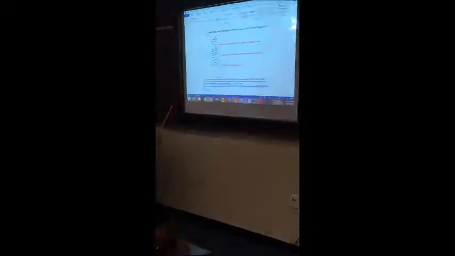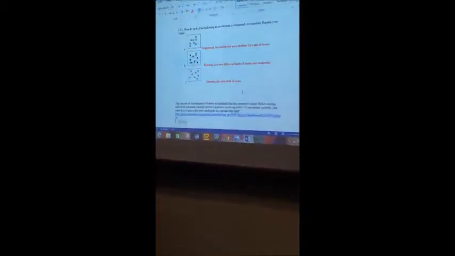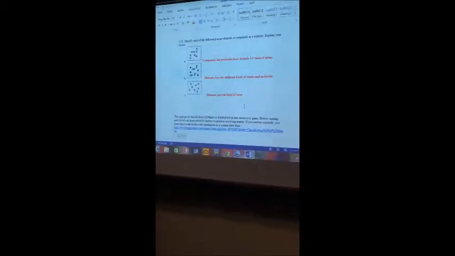It reads, identify each of the following as an element, a compound, or a mixture. A is a compound because the molecules have a definite ratio of 2 to 1 of atoms. B is a mixture because it has two different kinds of atoms and molecules, while C is an element because it has one kind of atom.